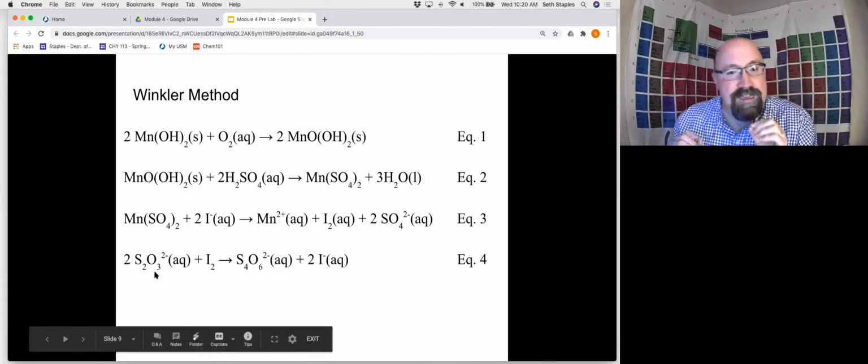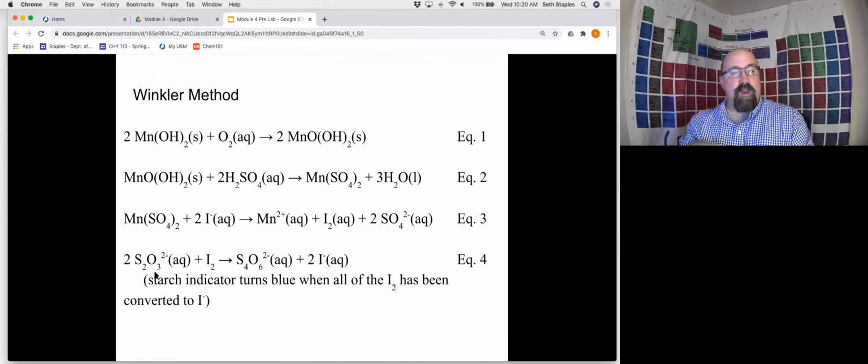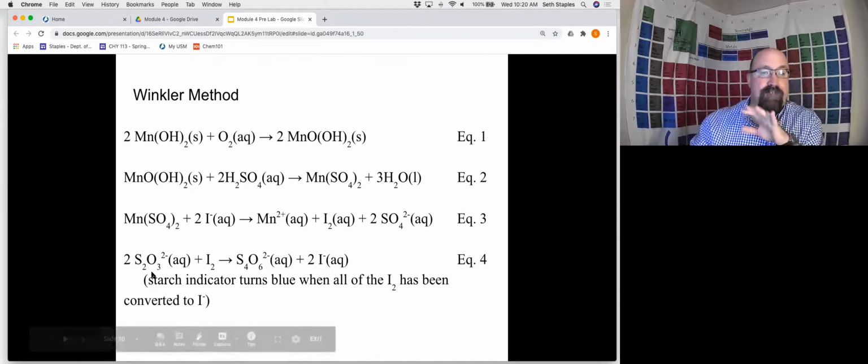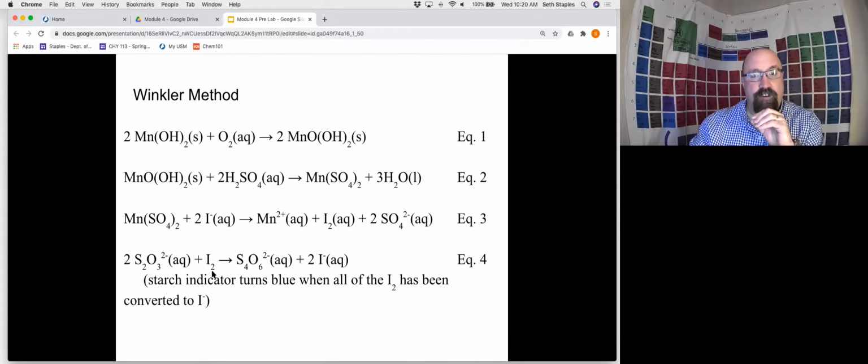We're concerned with being able to add enough thiosulfate to react with all of the I2 that's present, because we have a very convenient indicator that tells us when this reaction is complete. We use a starch indicator, which will turn blue when all of the I2 is gone. In other words, when we have added exactly enough S2O3 to react with all of the I2, the reaction turns blue. It tells us the reaction is complete. It tells us we can stop our titration. We can stop adding S2O3 into our reaction.